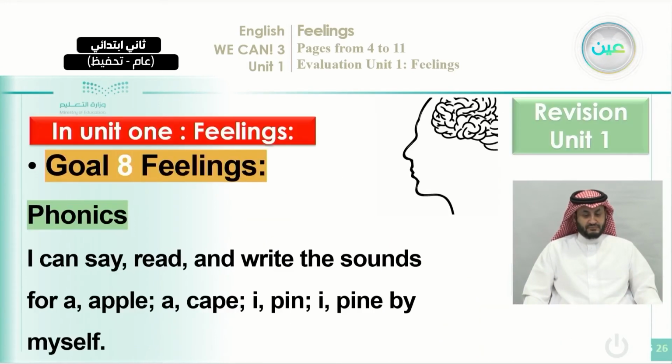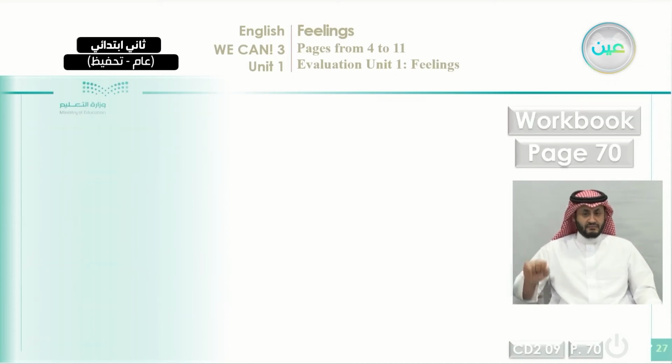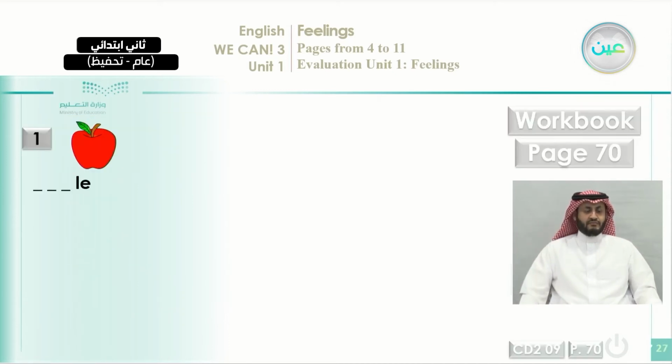Okay, now let's move to the last goal of this unit, which is also on the phonics section. I can say, read and write the sounds for A as in apple, A as in cape, I as in pen, I as in pine by myself. Can you do that? That's excellent. Okay, number 1. What is this? What do you call this? We call it apple. How do we spell apple?